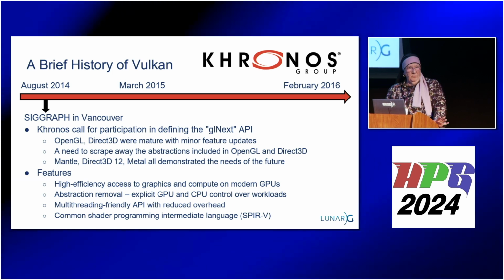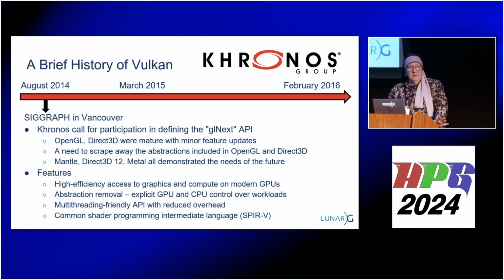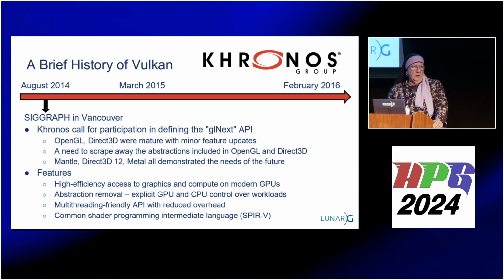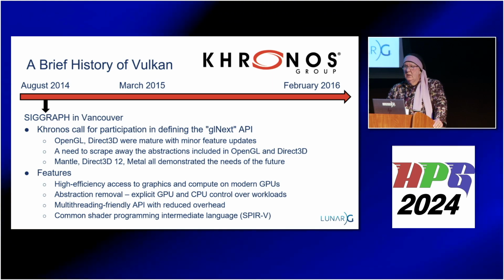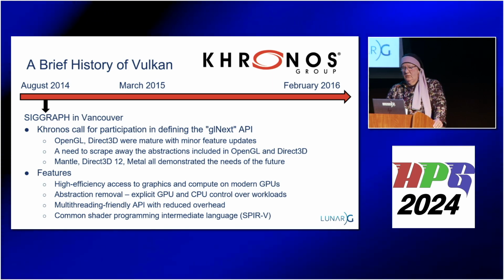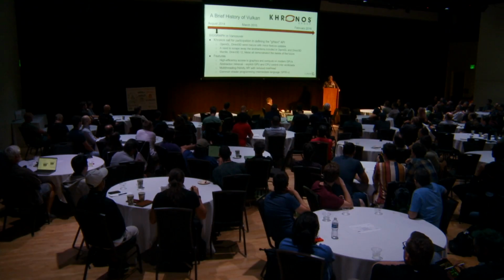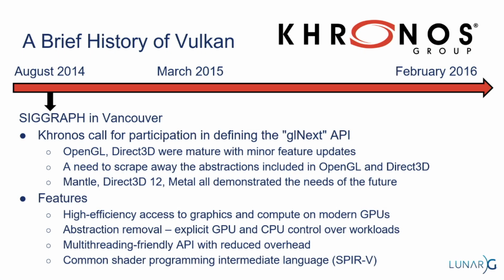So let me give a really brief history. And it's interesting because 10 years this summer was when Khronos called for participation at SIGGRAPH in Vancouver, in participation for GL Next, it was called, back at that time. And at that time, OpenGL was about 22 years old. Both OpenGL and Direct3D were mature. They were receiving minor feature updates periodically.